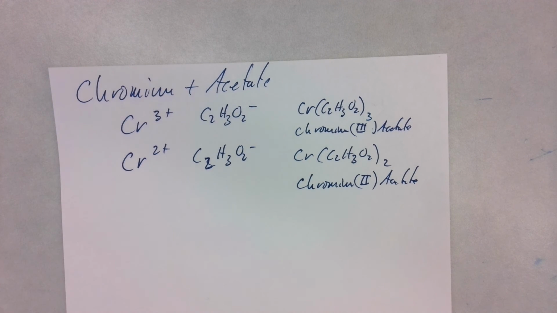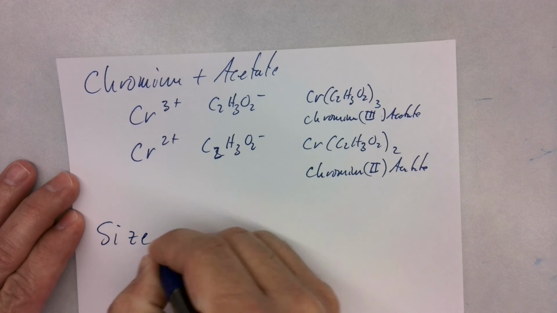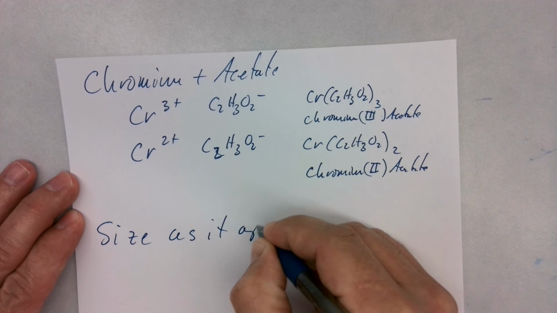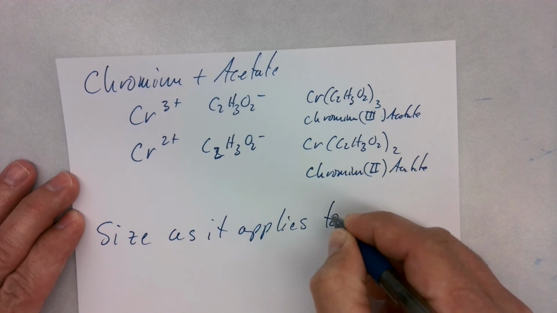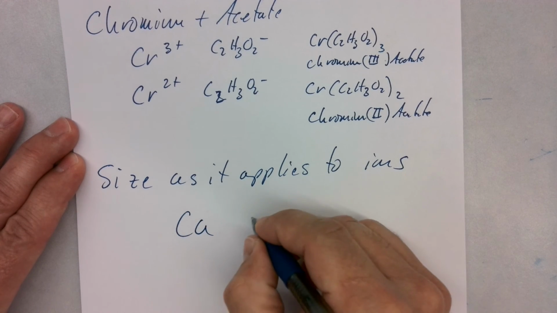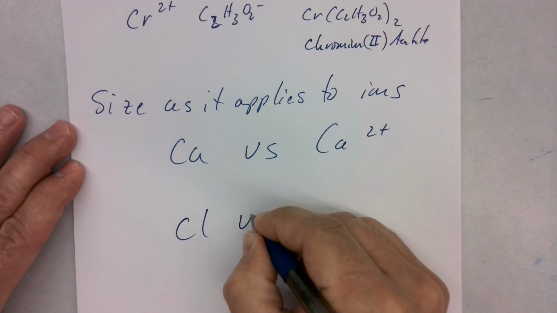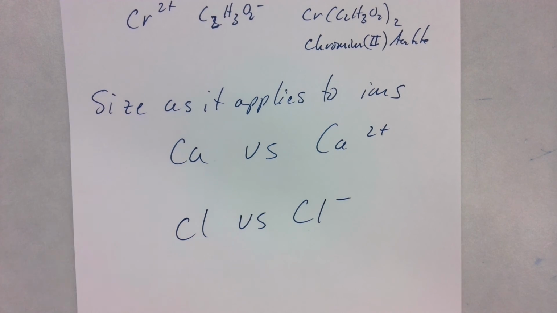I forgot today was a short day, so I'm going to skip. We were going to do one more, but I'm going to skip it. But we do need to cover size as it applies to ions. What that means is this. If I gave you calcium versus calcium 2 positive, or I gave you chlorine versus the chloride ion.